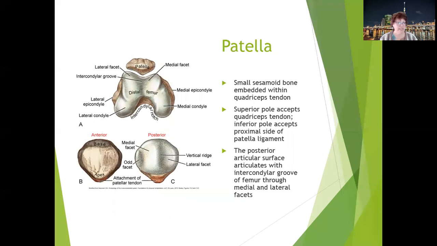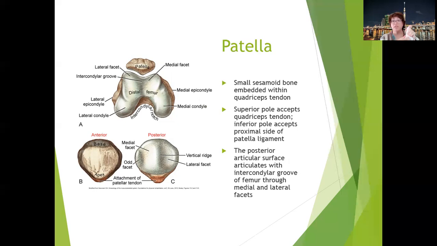The patella is a small sesamoid bone. It's not as small as some sesamoid bones, but it's relatively small. This one has a little wire attaching it to the femur. Our real patellae don't have that, but it's embedded within the quadriceps tendon. The superior pole of the patella accepts the quadriceps tendon. The inferior pole accepts the proximal side of the patellar ligament.